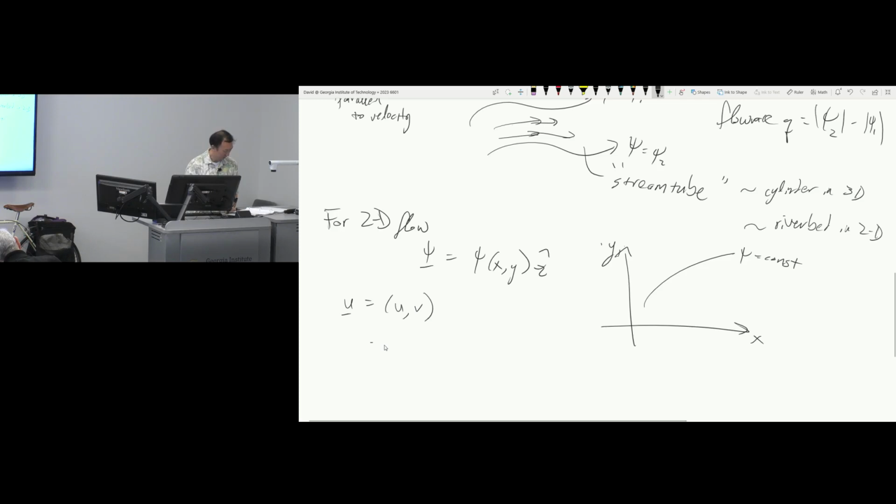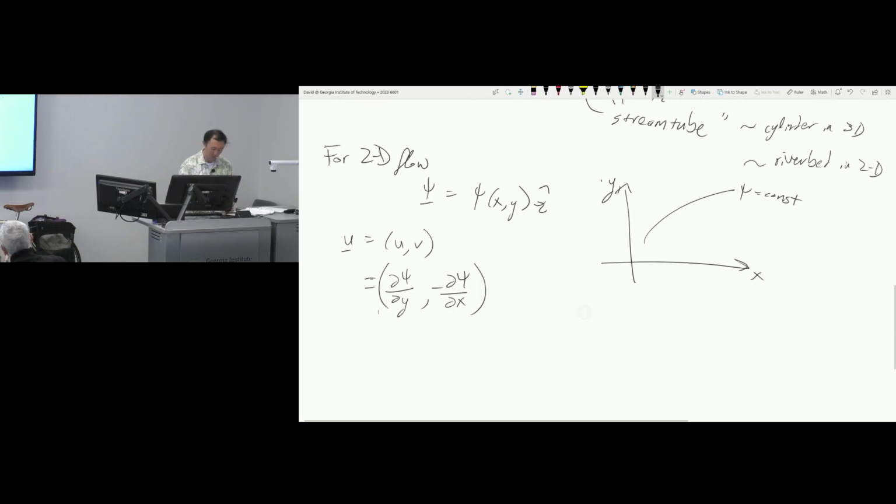I'll show you that for u to be the curl of psi, with del dot psi being 0, this is going to equal d psi dy, negative d psi dx. Some of you, this might be a review if you've thought about this before. This is for del dot u equal to 0.